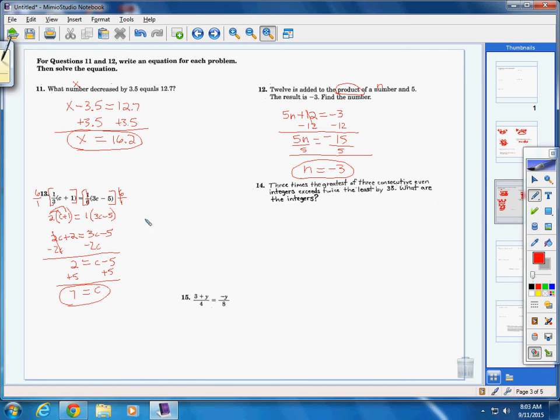Go ahead, if you want to check that, plug 7 in for your c's, and make sure the left side and the right side are equal. I'm telling you right now, it does check.